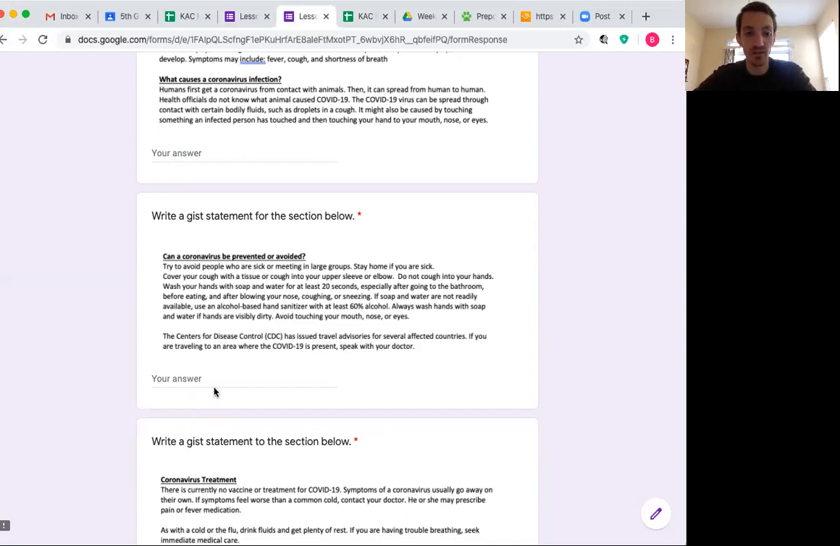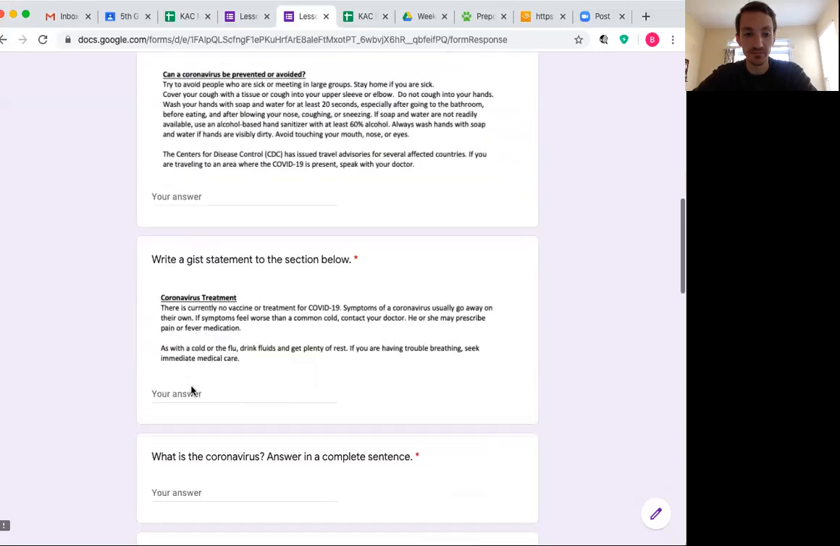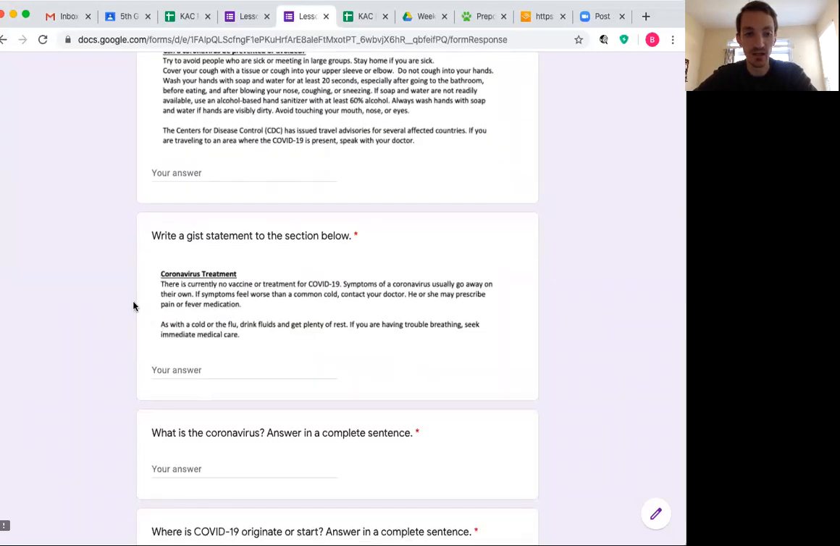Go ahead and write your gist statement right here. And we're going to move on. Coronavirus treatment. There is currently no vaccine or treatment for COVID-19. Symptoms of a coronavirus usually go away on their own. If symptoms feel worse than a common cold, contact your doctor. He or she may prescribe pain or fever medication. As with a cold or the flu, drink fluids and get plenty of rest. If you are having trouble breathing, seek immediate medical care.